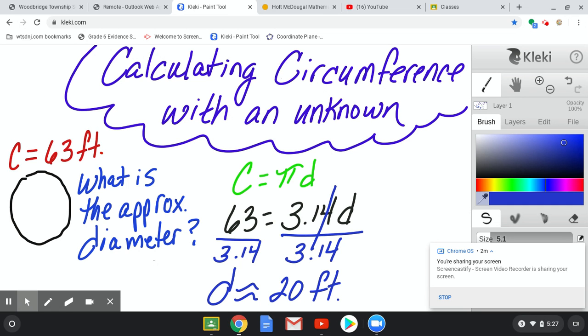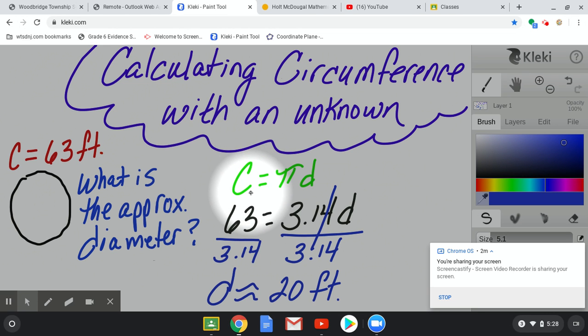So even if you have an unknown, you can still solve as long as you have some information. If they give you the circumference, you can solve. If they give you just the diameter, you can solve. If they were to just give you the radius, you can solve, because we already know that pi is equivalent to 3.14.